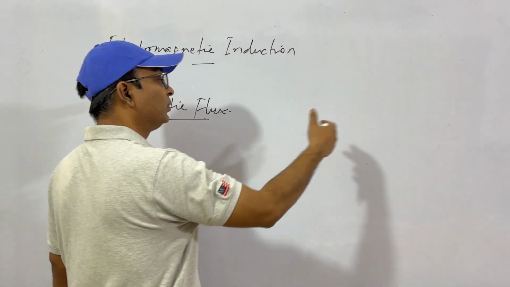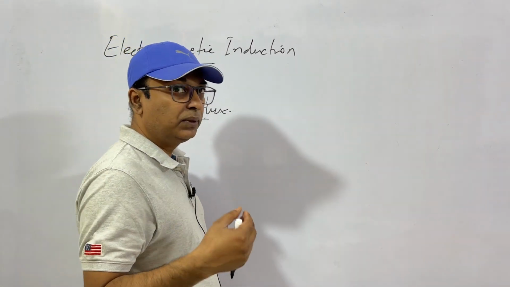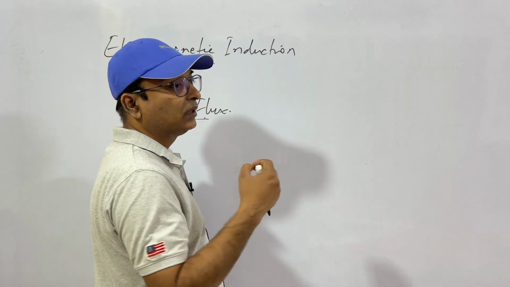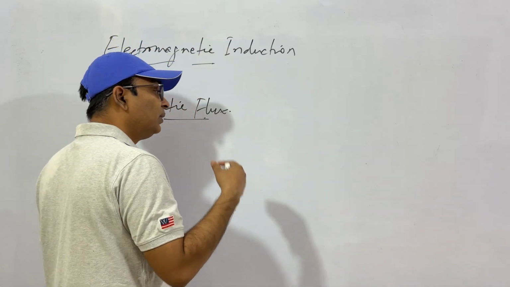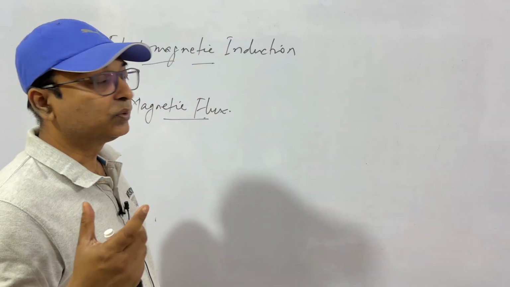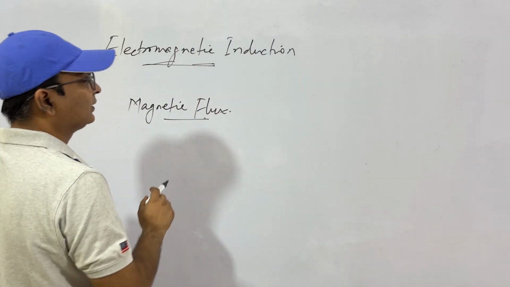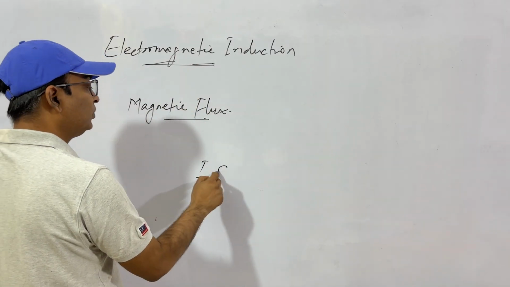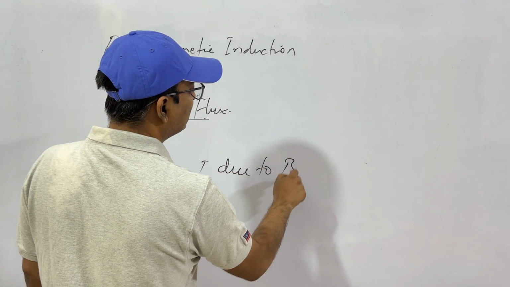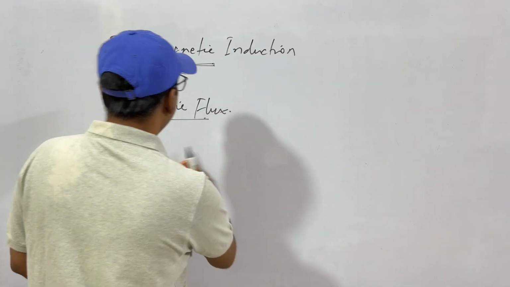This is induction. Because of magnetism, if you are able to induce current in a coil, or you are able to induce electromotive force, that is called electromagnetic induction. That is, I due to B. This is electromagnetic induction. Okay. Now, what is magnetic flux?